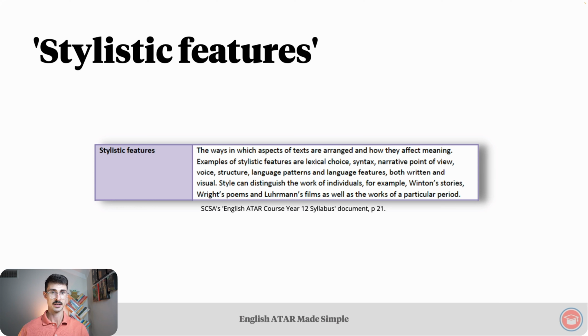What have we got? The ways in which aspects of text are arranged and how they affect meaning. Examples of stylistic features are lexical choice, syntax, narrative point of view, voice structure, language patterns, and language features, both written and visual. Style can distinguish the work of individuals, for example, Winton's stories, Wright's poems, and Luhrmann's films, as well as the works of a particular period. Once again, nice and wordy.